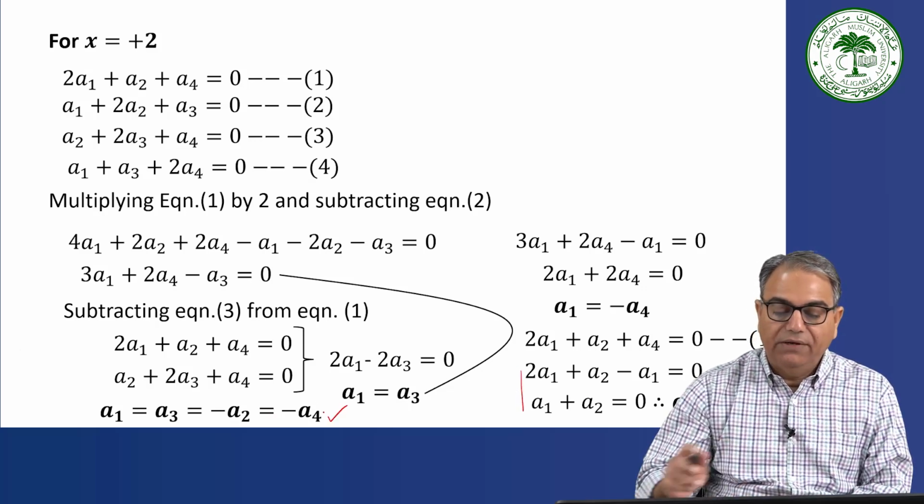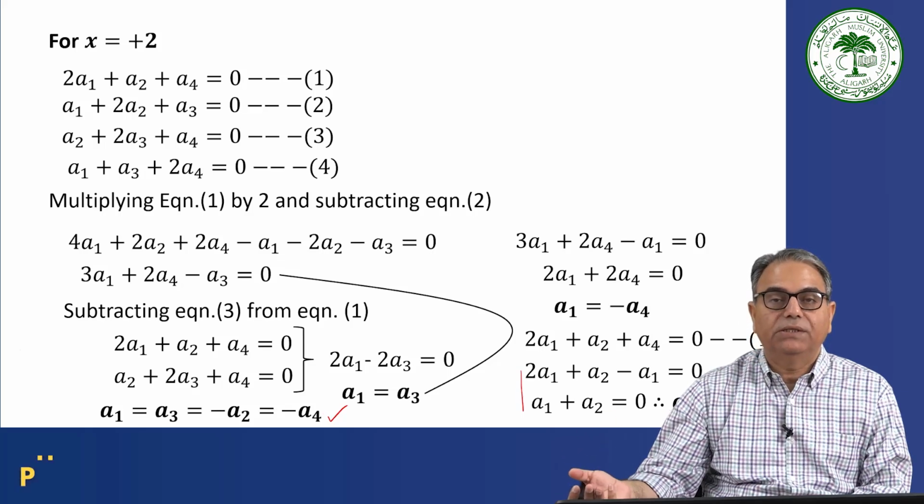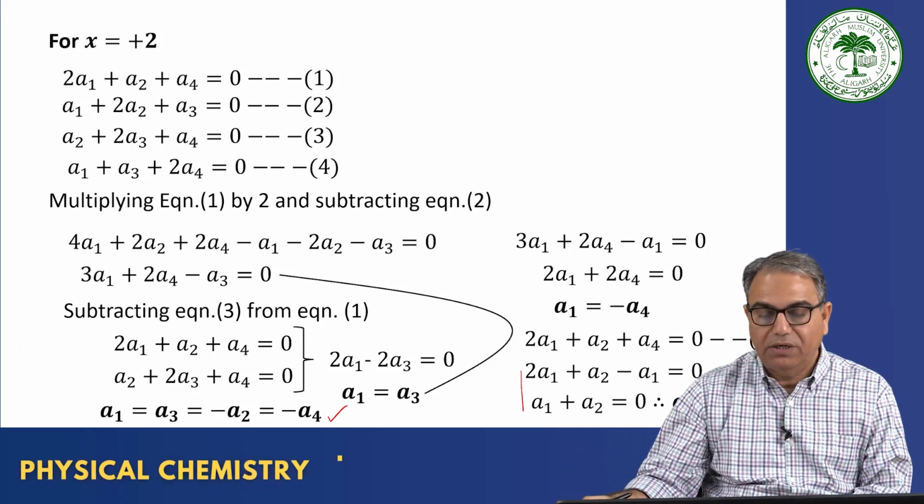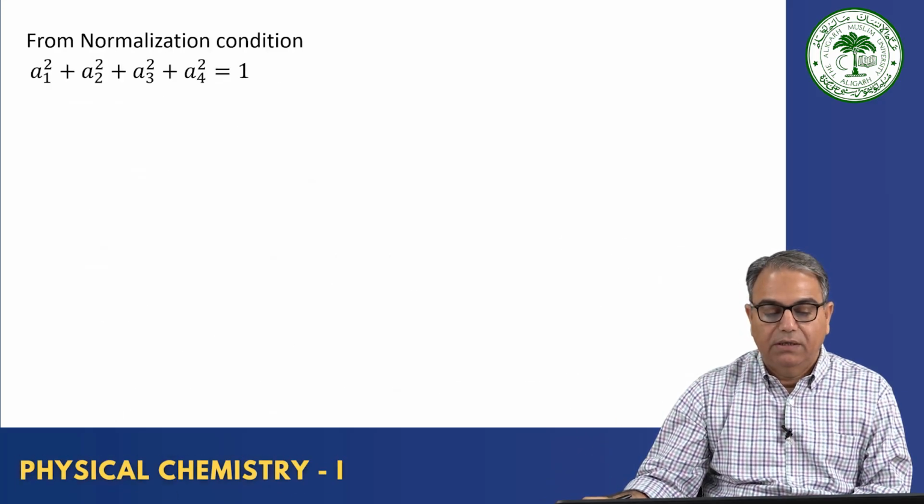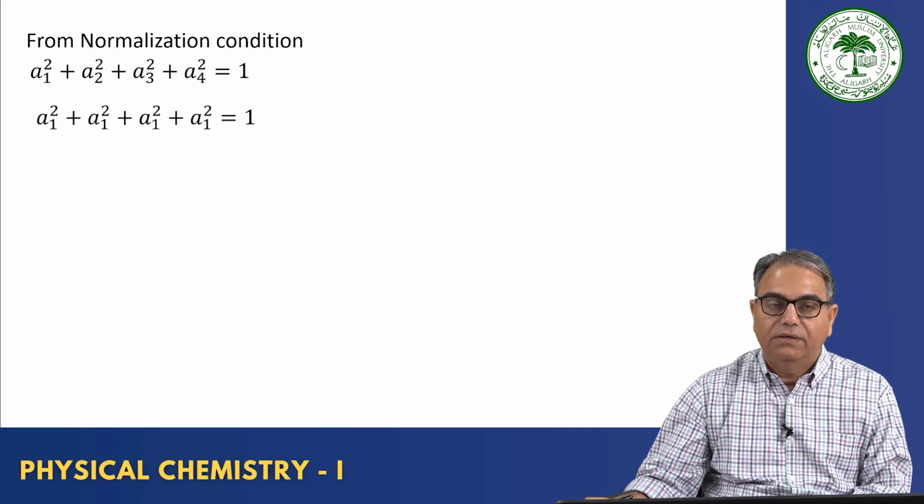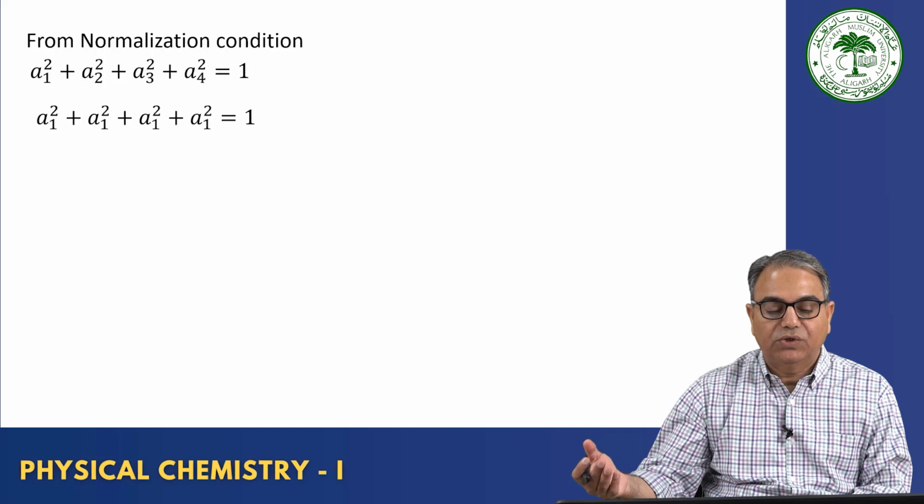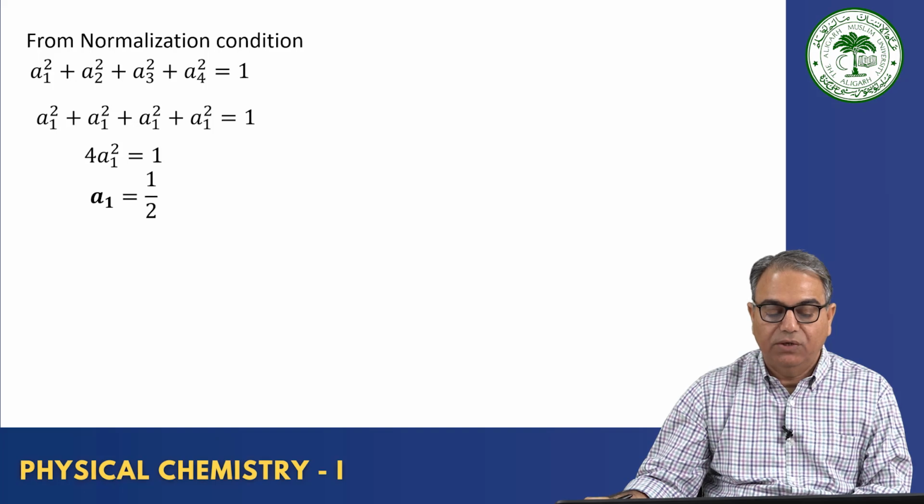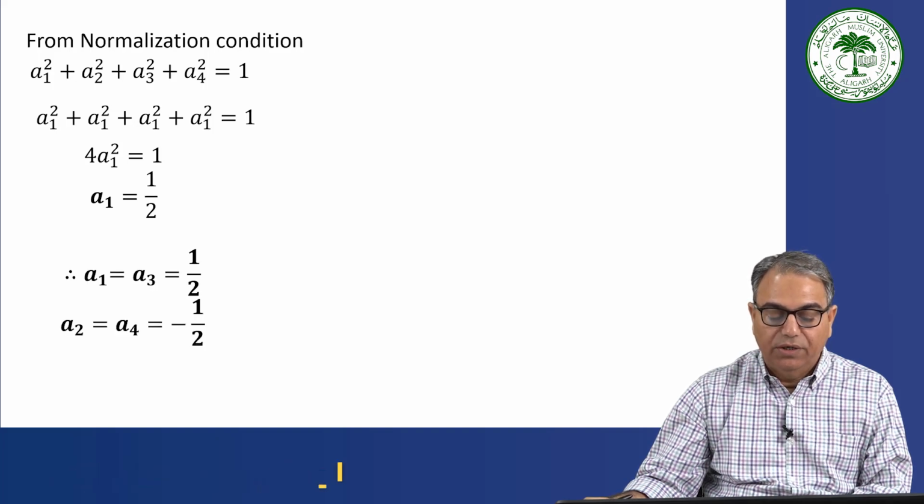Okay, and if you have this one, then go for the normalization condition. a1 square plus a2 square plus a3 square plus a4 square is equal to 1, and you have negative values, so a square will become positive, and it will be all 4a1 square. So a1 will be equal to 1 by 2, and so a1 and a3 are equal, so 1 by 2, and a2 and a4 are equal, so minus 1 by 2.